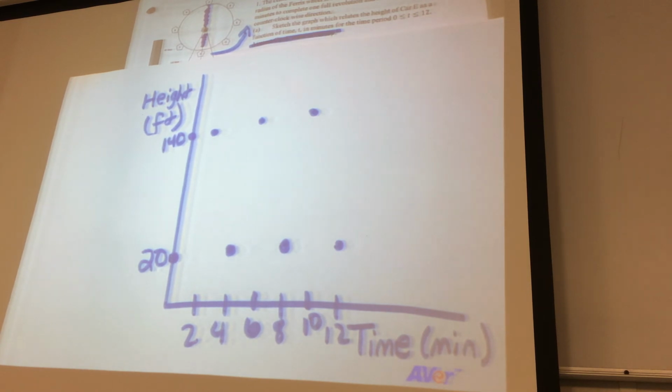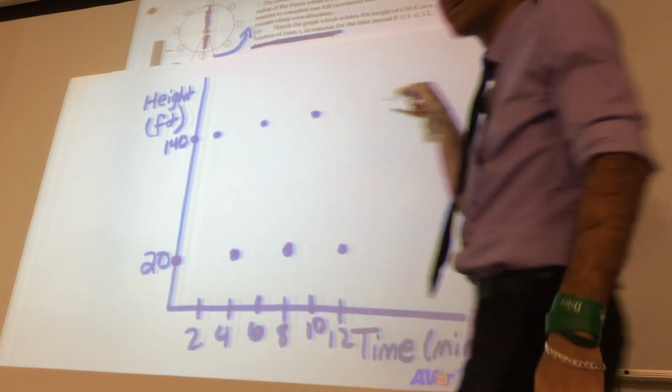What does the period mean, Irene? Good. What do we mean by revolution? So what do we mean by the time to complete a full revolution? What does a revolution mean? Okay, good. A complete circle or cycle. So it takes me 4 minutes to complete a cycle. Now, how does that relate to the 2 and the 6 and the 10 and the 14?